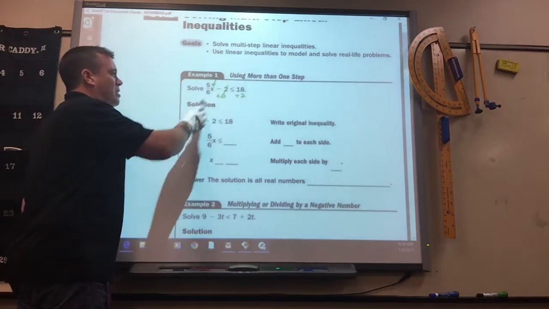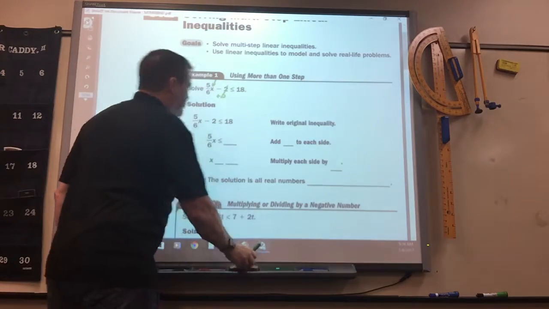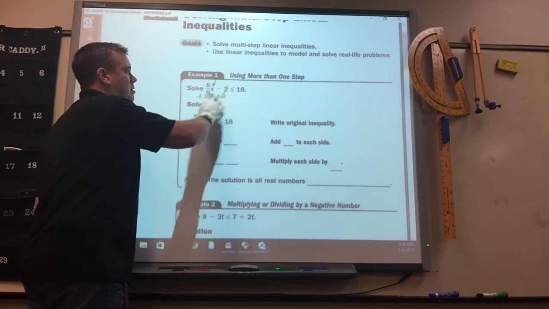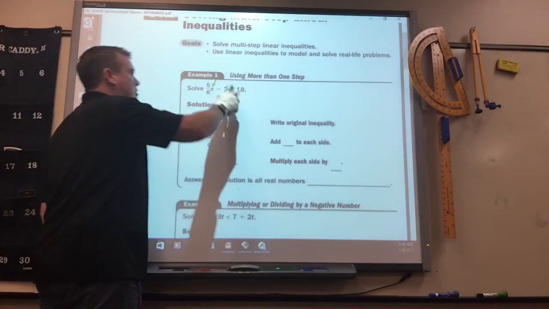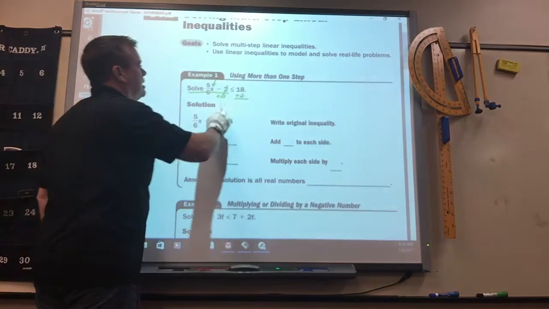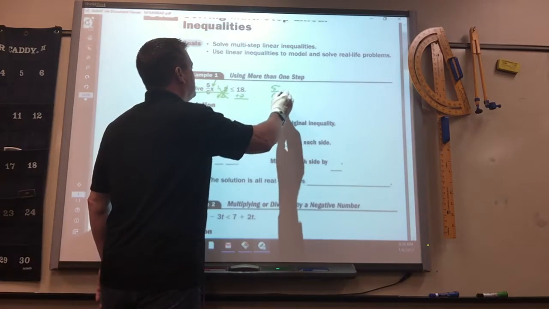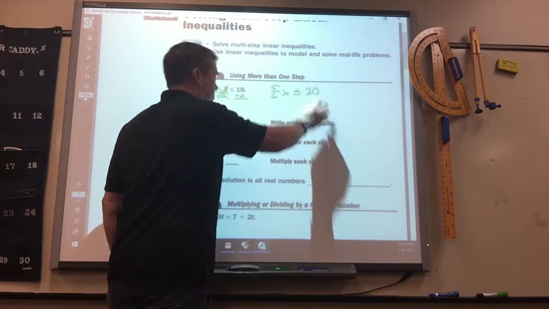Some of you are still, not necessarily in this one, but you're still, whatever you do there, you do it there. Remember, that's on the same side. Whatever you do to one side, you do to the other side. So that's gone, and you're left with 5/6 x is less than or equal to 18 plus 2 is 20.